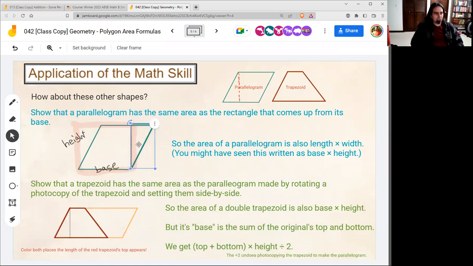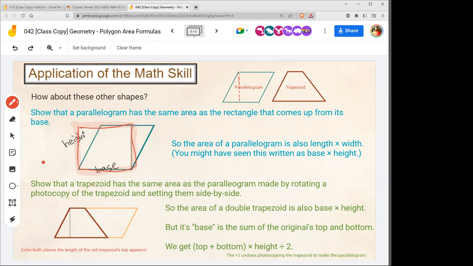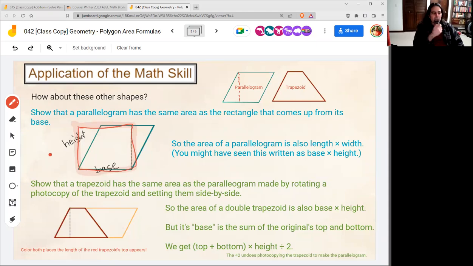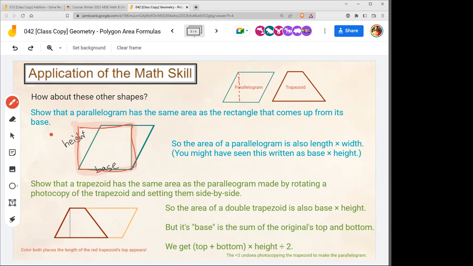How do we know that? Because if we cut off something and put it here, it's the same amount of space and it fills up that rectangle. And you see that this side is the same as that side. It's the height of the parallelogram. Yes. Okay, were those words good enough? If not, I can try something else. Yeah, that was pretty good.